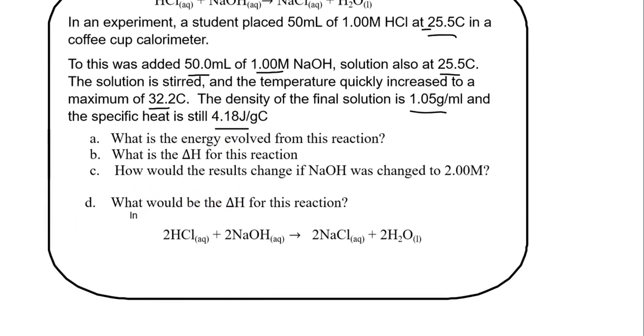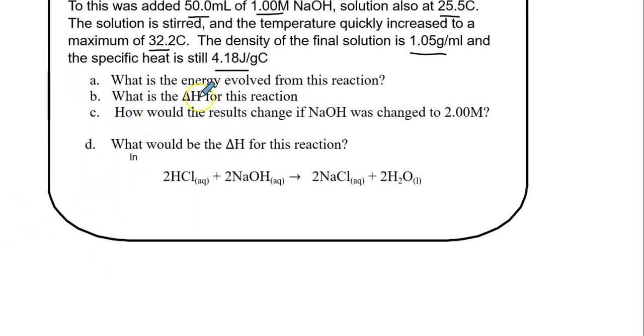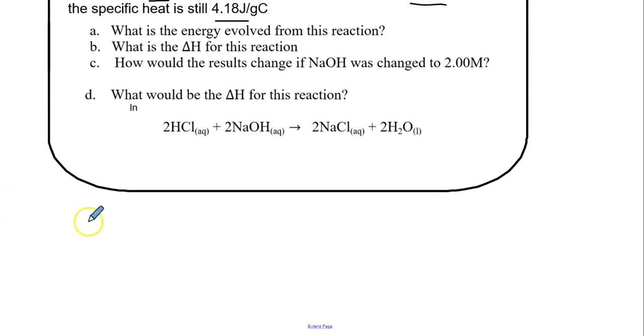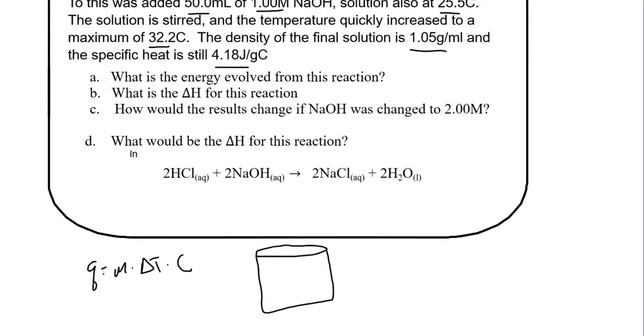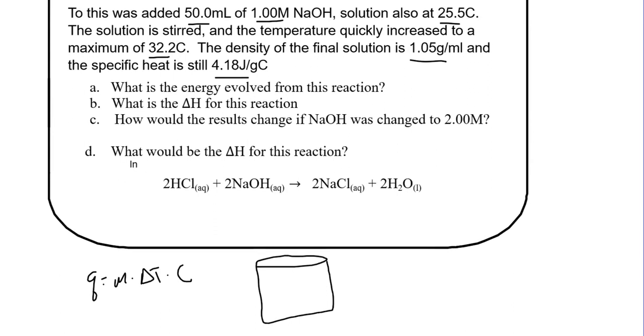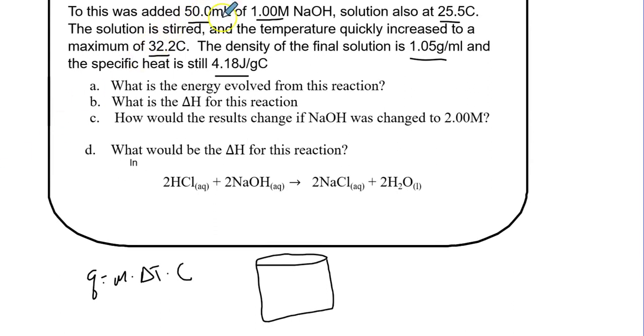Let's take a few moments and see what we got. How much energy was evolved? Okay, so Q equals mass times change in temperature times specific heat. We have 2 beakers. Now the biggest mistake here is that we have 2 beakers mixed together, so now we have one large beaker of stuff. Once it's mixed, it's now 100 milliliters: 50 and 50.